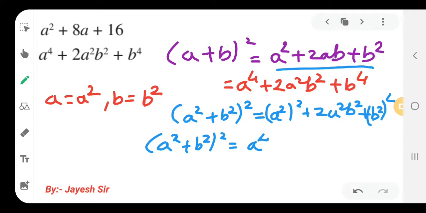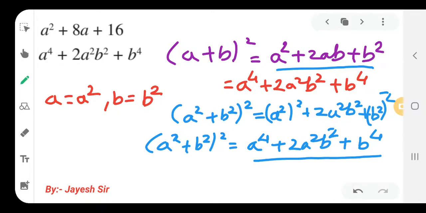A raised to 2 raised to 2, exponential form, we have studied the rule, that is 2 multiplied by 2, a raised to 4. Directly I am using it here. Here 2a square b square plus, and here b raised to 2 raised to 2, that is b raised to 4. We are getting our question over here. That means our final answer is (a square plus b square) whole raised to 2. Yes, I hope you all are clear with that. Now let us begin with the next sum.